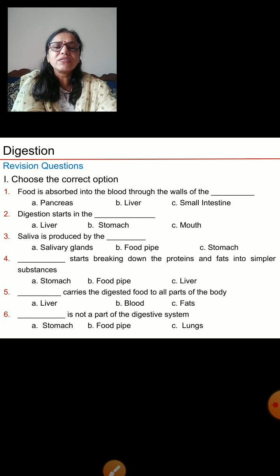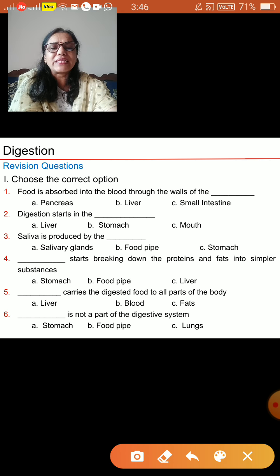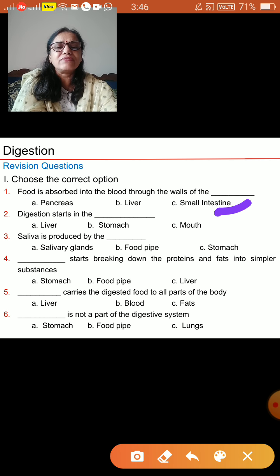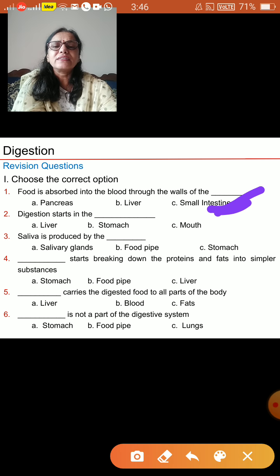So first one, food is absorbed into the blood through the walls of the: pancreas, liver, small intestine. What is the correct answer? Small intestine is the correct answer. Pancreas and liver is not the correct answer. So I am ticking small intestine. Next one, digestion starts in the: liver, stomach or mouth. So digestion starts in the mouth. So I am ticking mouth.